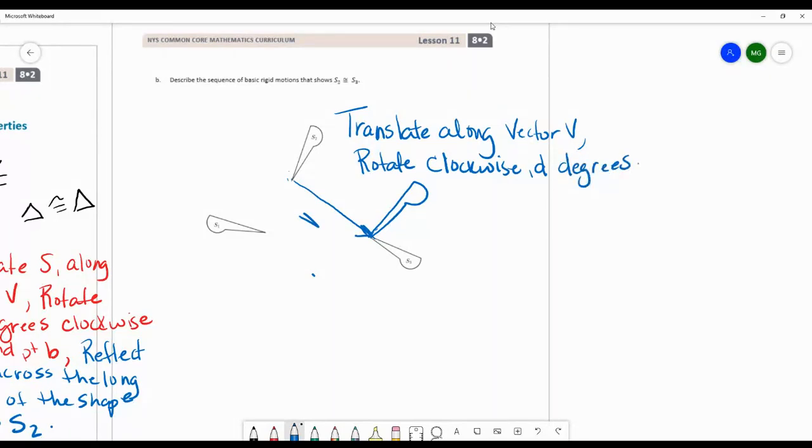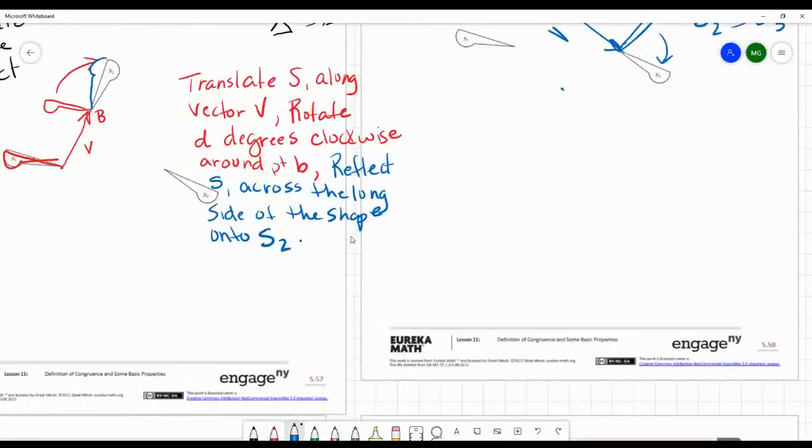Once we go D degrees, if we rotate it right there, what do you notice? Yeah, S2 is congruent to S3. So that one only took 2 of our rigid motions. All right, let's take a look now at the next page.